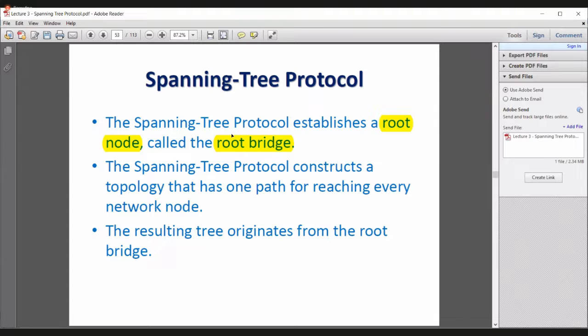Always root is there. There is a tree. For any tree, there is a root. In the same way, spanning tree also comprises a root node, right?